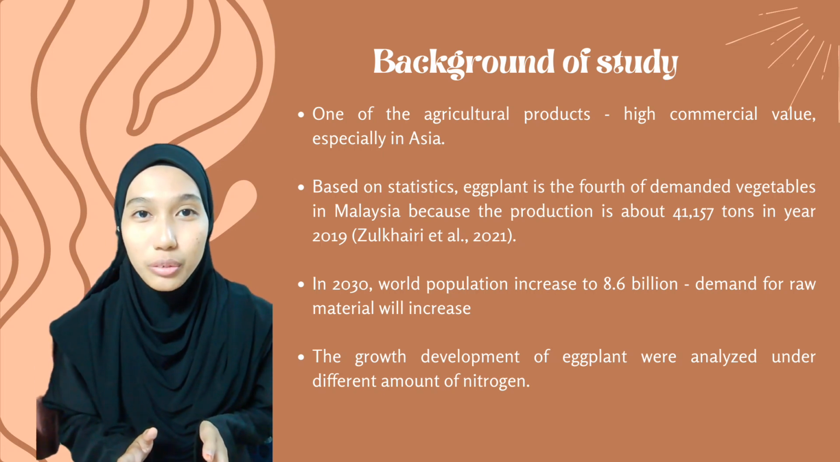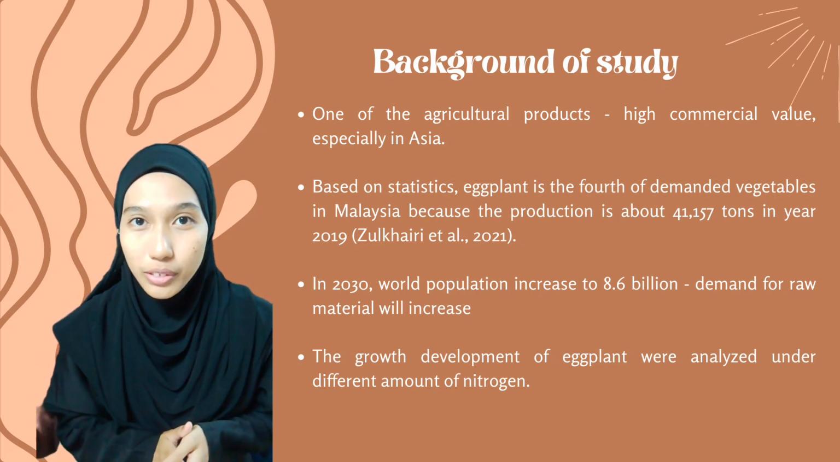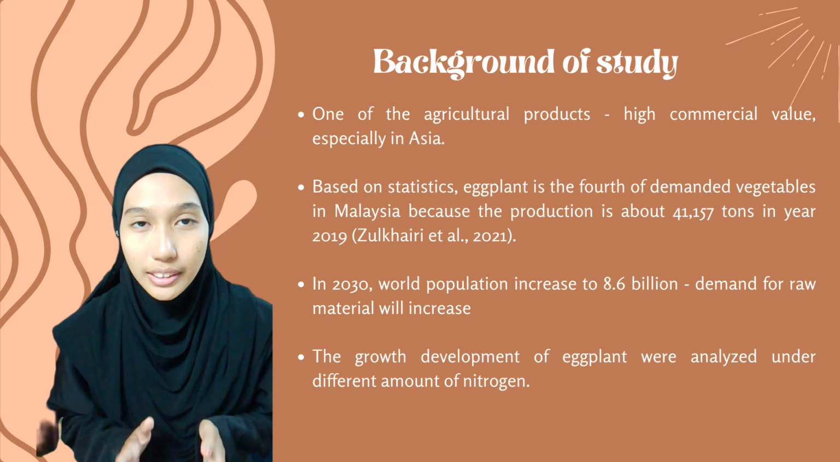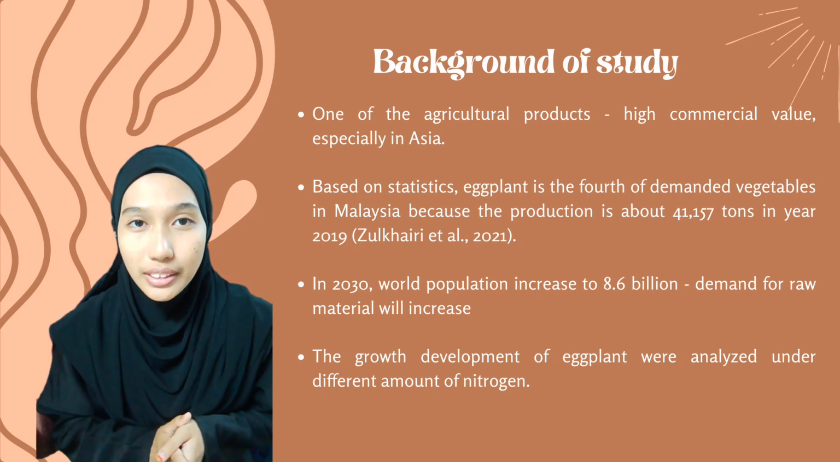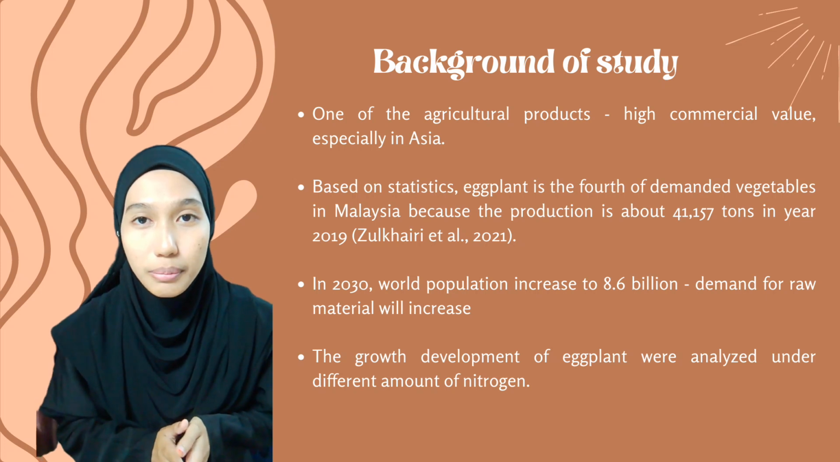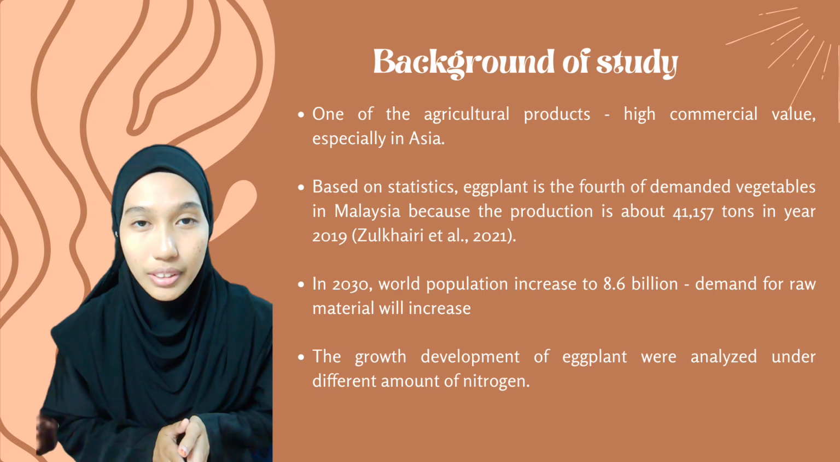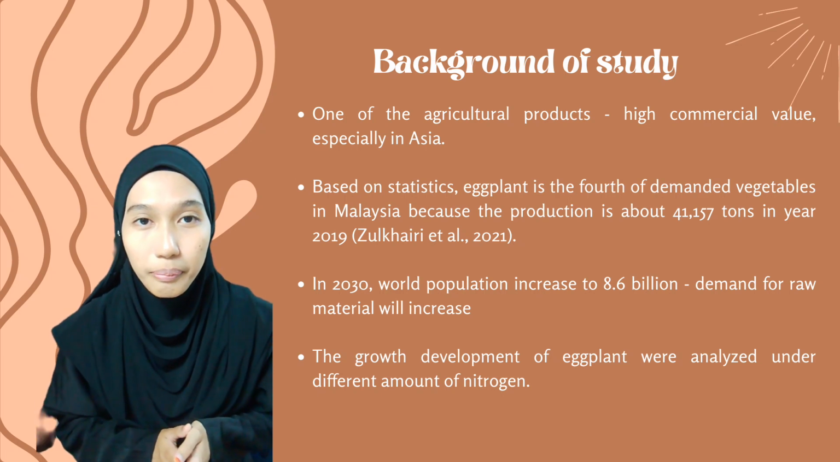Eggplant or brinjal, with its scientific name Solanum melongena, is one of the agricultural products that have a high commercial value, especially in Asia. Based on statistics, eggplant is the fourth most demanded vegetable in Malaysia because the production is about 41,157 tons in the year 2019.